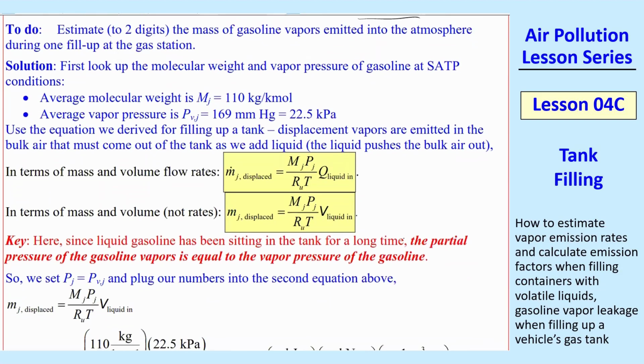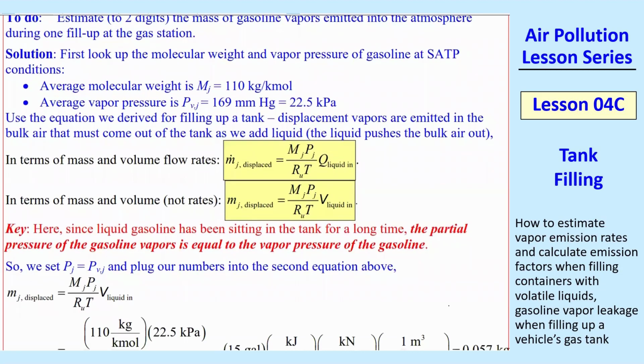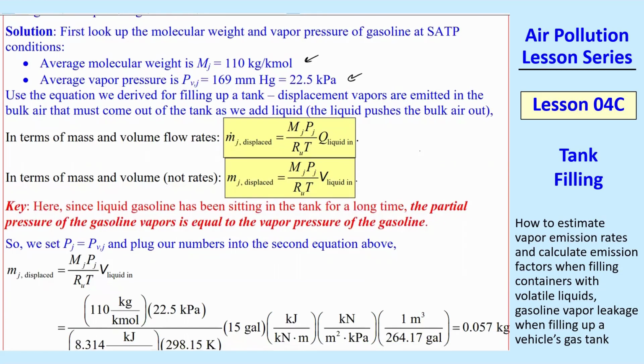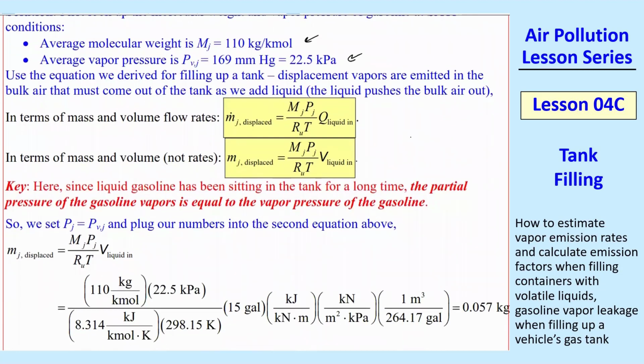So let's first look up the molecular weight and vapor pressure of gasoline. These are kind of all over the board because there are different brands of gas and different octane ratings and all that, but these are some pretty typical values. Molecular weight given here, 110 kilogram per kilomole, and PVJ, the vapor pressure, is given in both units of millimeters mercury and kPa. And the equation I gave you, this top one, is for a rate. This one is in terms of the rate of mass emitted, and this one is in terms of the actual mass emitted. So instead of Q, we use V, the volume.